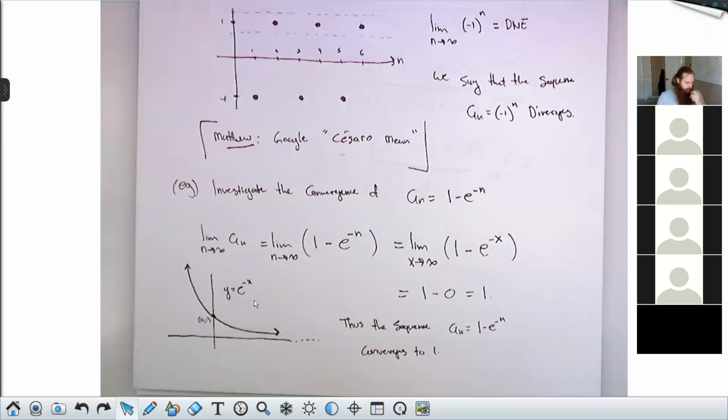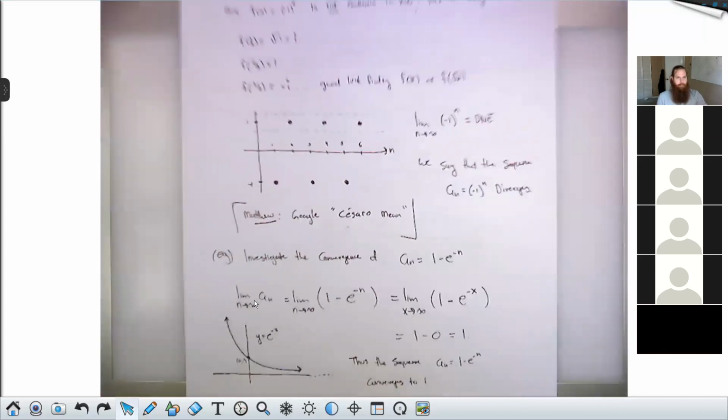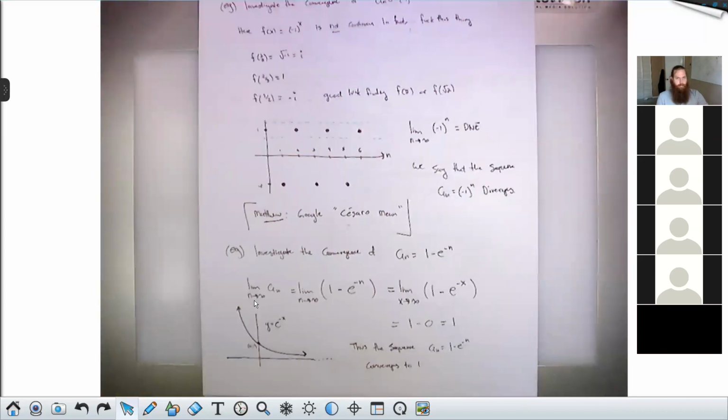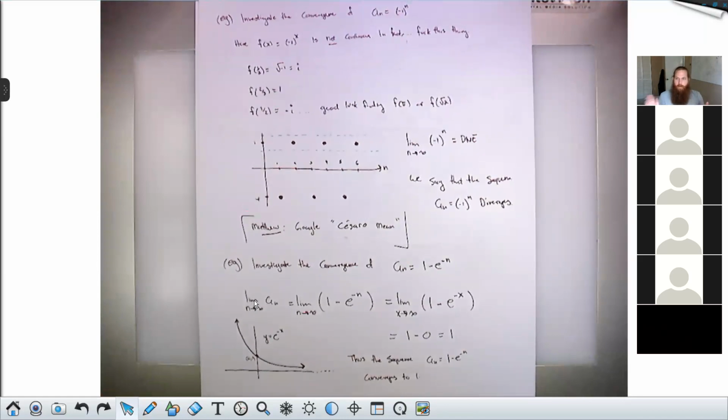Okay. Questions on either of these last two examples? So the first example, the swapping n for x trick didn't work. So we looked at the graph. The second example, the swapping n for x trick worked great because I know what the function e to the negative x does.